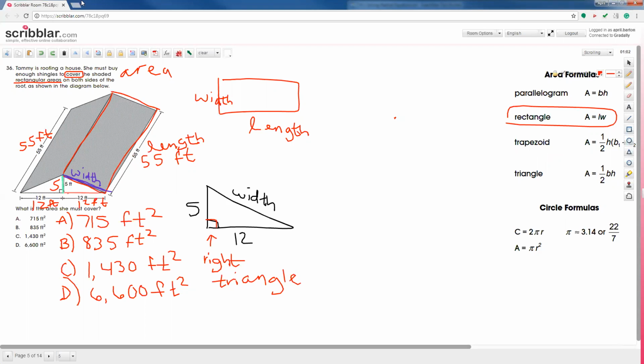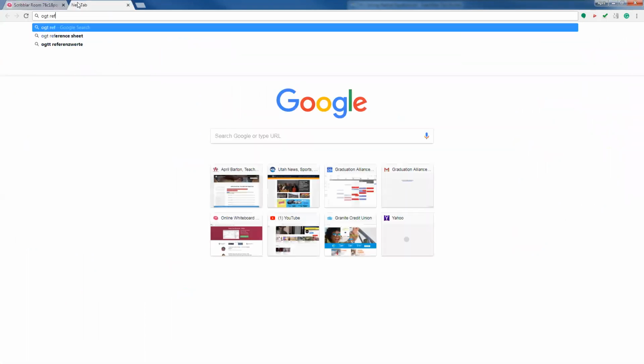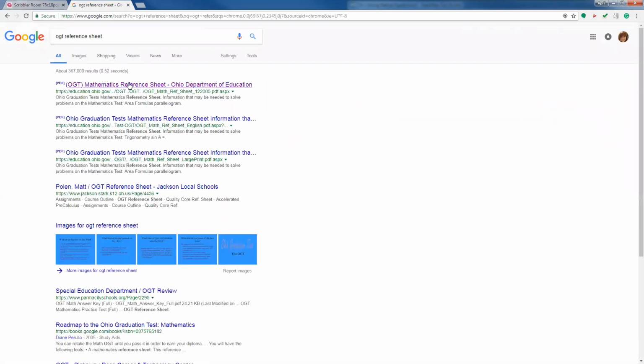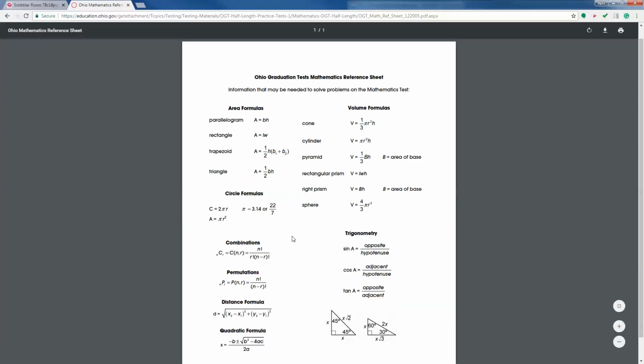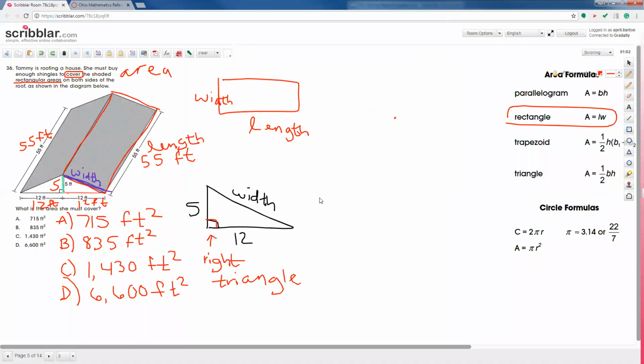I'm pretty sure I'm going to look up the whole reference sheet. I only kept part of it because I didn't think we needed it. But let's see. They do not include the Pythagorean theorem. So this is a formula you must have memorized.